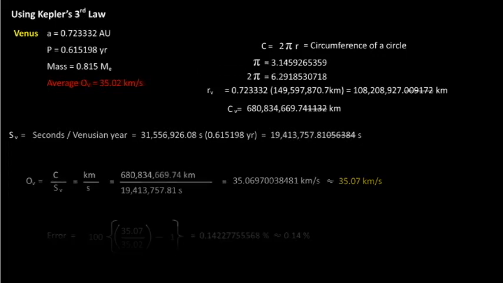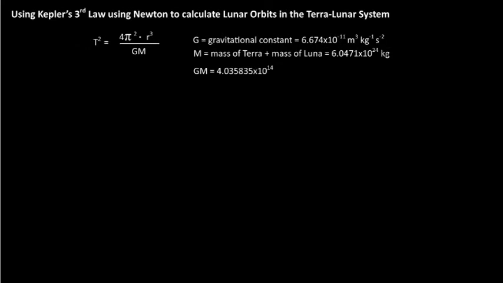Now I'm going to take Kepler's third law and, using Newton's more detailed interpretation of that law, calculate the lunar orbits in the Terra-Luna system, Luna being the moon. You've seen this equation before: T squared is equal to 4 pi squared times the radius cubed, over the gravitational constant times the mass of Terra and Luna put together. And these are the actual breakdowns. I've done this in another video before, which I'll link below, and I calculated those myself.